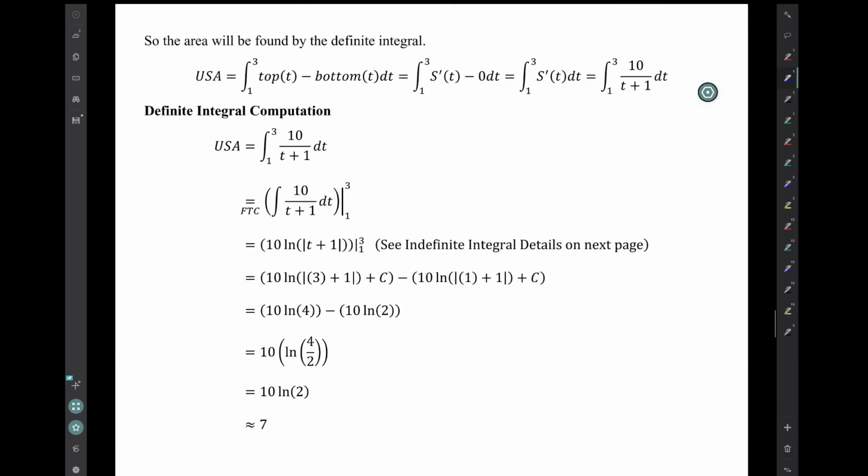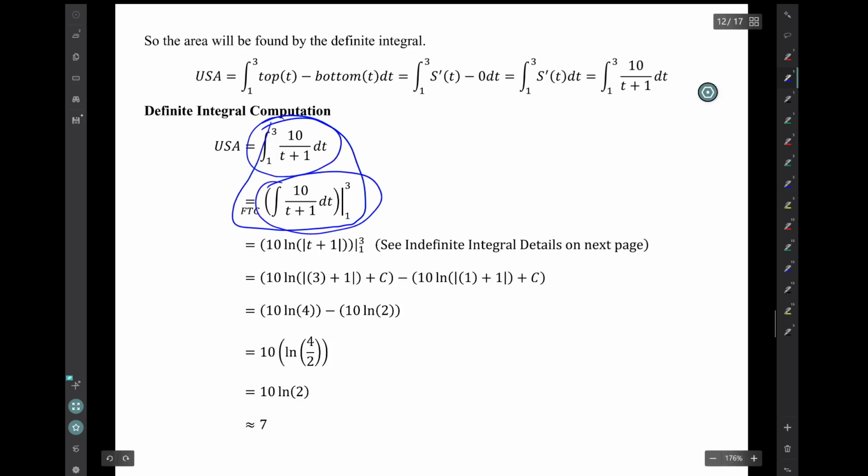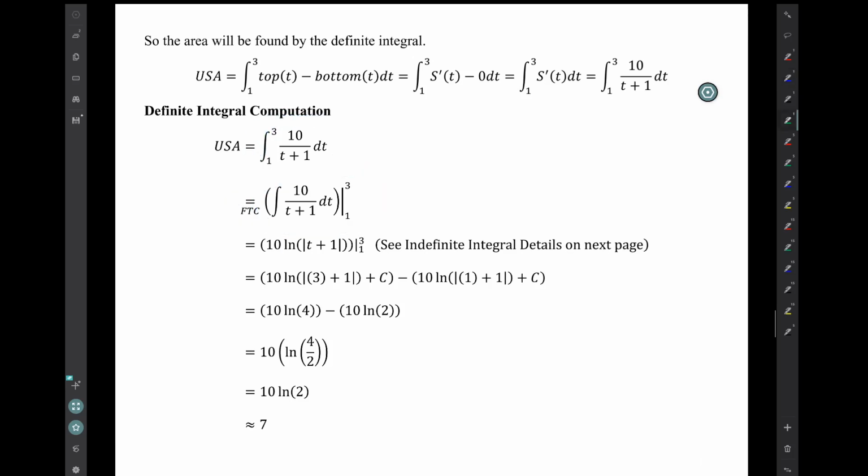So since we've identified our top and bottom curves, our unsigned area will be the integral of top minus bottom. So the integral of S prime minus 0. So in other words, just integrate S prime from 1 to 3. The definite integral is computed using the usual format. The first thing is to use the fundamental theorem of calculus to replace this definite integral calculation with this calculation involving an indefinite integral. And then the indefinite integral details are on the next page. I break off this indefinite integral, do the results on the next page, and bring it back in.